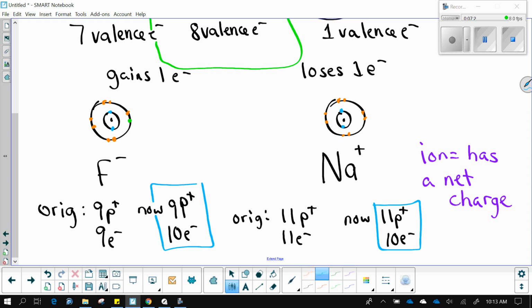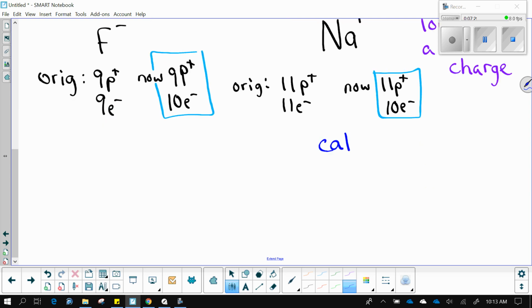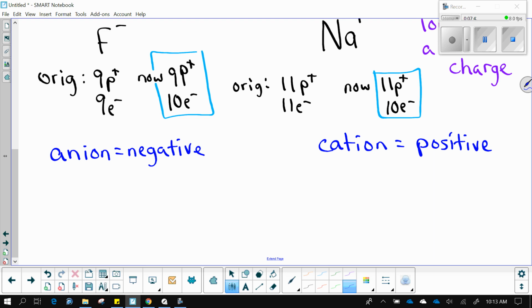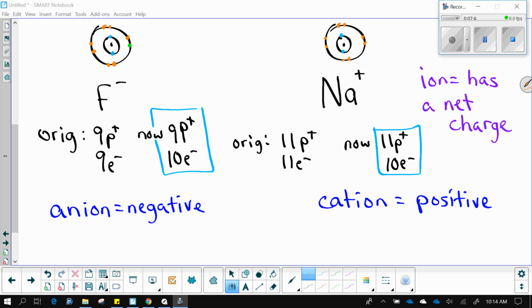All right, one more thing here, and then a little bonus. The positive ion is called a cation. The negative ion is called an anion. So once we have a negatively charged ion and a positively charged ion, they will attract to one another because opposites attract.